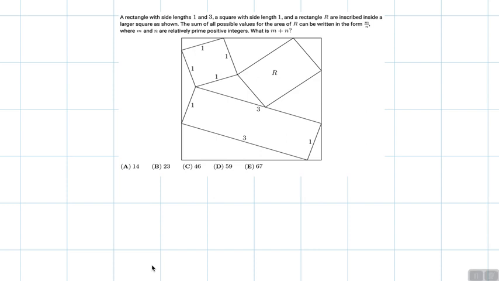A rectangle with side lengths 1 and 3, a square with side length 1, and a rectangle R are inscribed inside a large square as shown. The sum of all possible values for the area of R can be written in the form m over n, where m and n are relatively prime positive integers. What is m plus n?